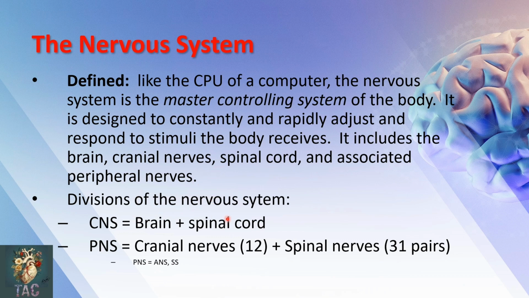So the divisions of the nervous system are the central nervous system and the peripheral nervous system, as you all know. The central nervous system consists of the brain and spinal cord, and the peripheral nervous system consists of the cranial nerves and the spinal nerves along with the ganglia and the receptors as well.